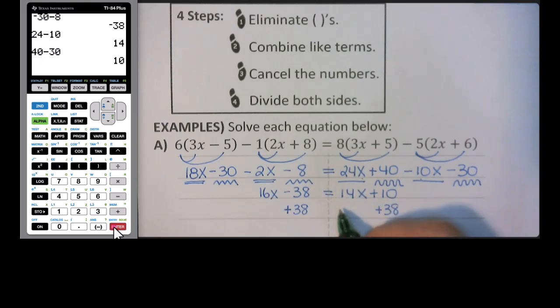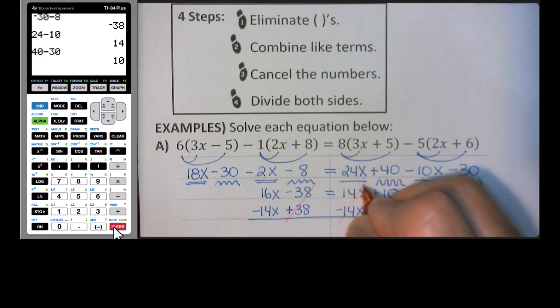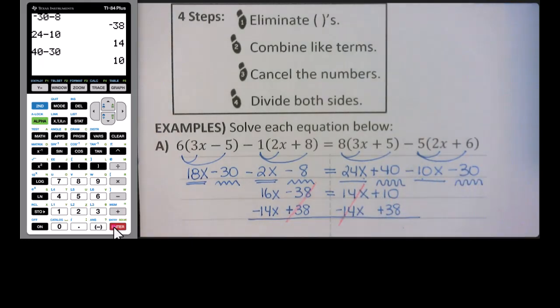So we're going to cancel that. So to cancel positive 14, we're going to subtract 14x, or minus 14x, and I do it on both sides. So now I draw a line, and if you see here, we are going to cancel 38, and we're also going to cancel 14, and that's why we call it cancel the numbers.